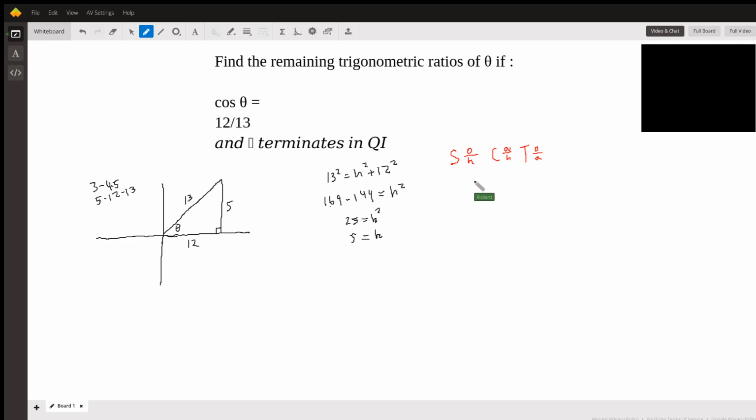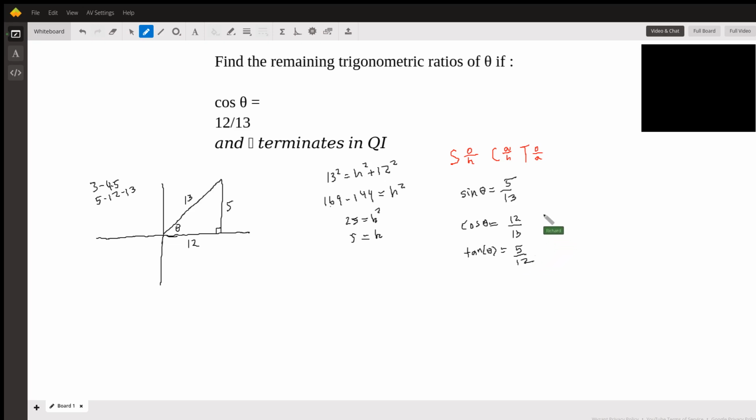So we have the cosine. Let's just work our way through SOHCAHTOA. So the sine of theta is going to be opposite over hypotenuse. You can see the opposite is 5 here. They already gave us the cosine, which is 12 over 13. And we can see from SOHCAHTOA that the tangent of theta is going to be opposite over adjacent, so that's 5 over 12.